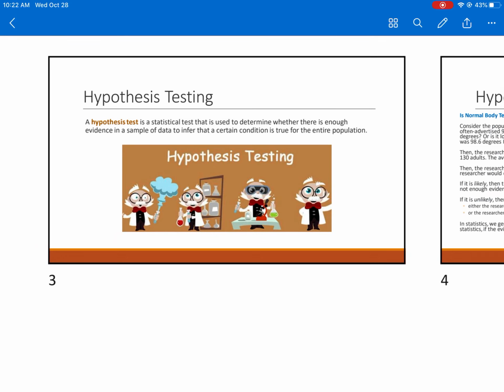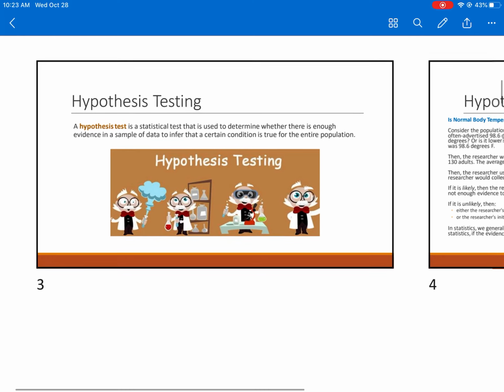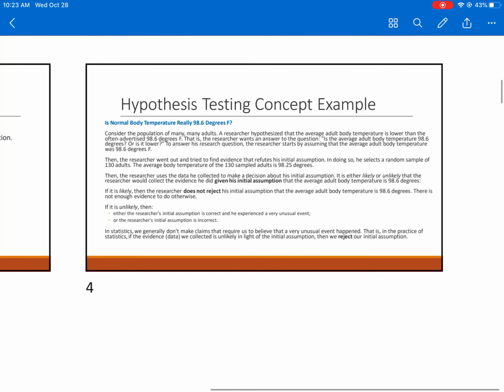Okay. So what is hypothesis testing? A hypothesis test is a statistical test that is used to determine whether there's enough evidence in a sample of data to infer that a certain condition is true for the entire population.